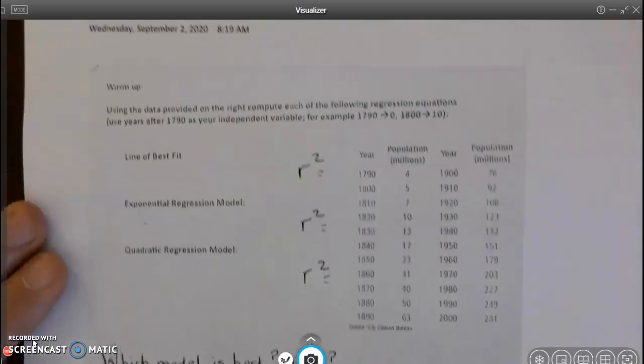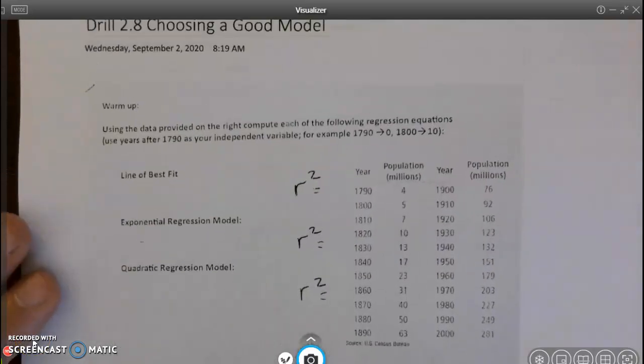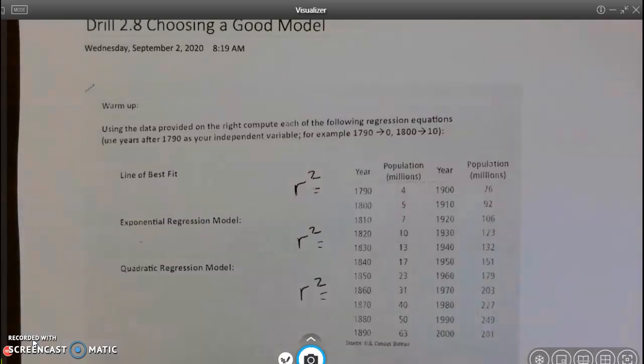We're going to do our drill for the 2.8 choosing a good model. This whole section is going to be about choosing the correct regression model. So let's look at the drill. It says, using the data provided on the right, compute each of the following regression equations. Use years after 1790 as your independent variable. For example, 1790 would be 0, 1800 would be 10.